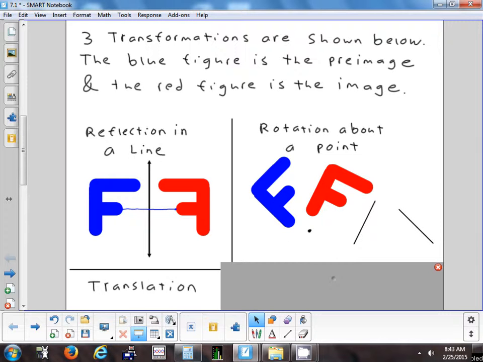Okay, there's your point of rotation. If you take and put a line from that point, and then pick a spot on the F, in this case, kind of this little corner right there, and then do the same thing here. Draw a line from where you rotated to the same point, right in that little corner. Now, if you had a protractor and you measured this angle, that's the amount of rotation.